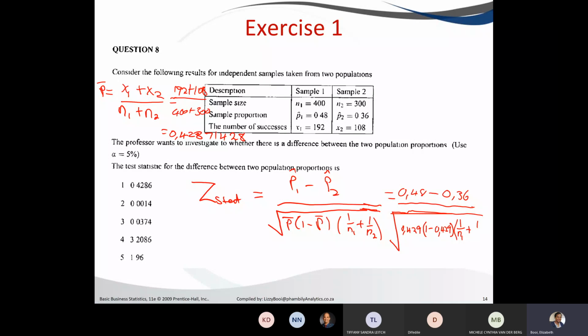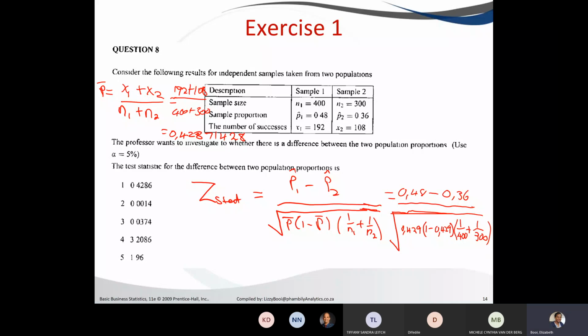N1 is 400, and 1 over 300. Did you all get it this way? Yes, I got that as well. 1 minus 0.429, since I'm taking shortcuts as well, just to make sure that you get the same answer, multiply by 0.429 equals 0.244959.